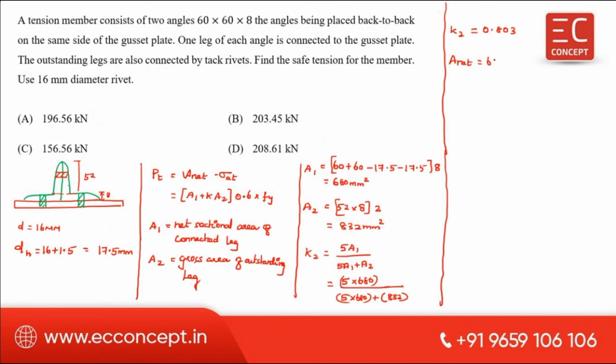Now A net is equal to A1, which is 680, plus 0.803 into A2, which is 832. If you simplify this, 1348.096 millimeter square, that is the unit. Therefore PT is equal to 1348.096 into 0.6 into 215. If you simplify this, 202.2 kilonewton. So approximately this is your answer.